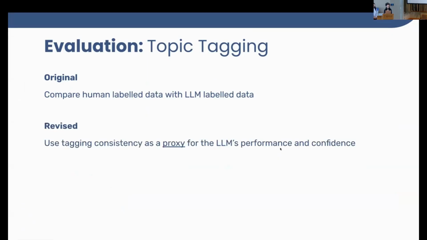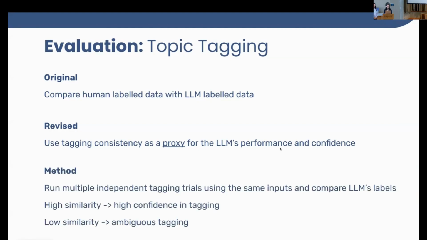So instead, we just used tagging consistency as a proxy for the LLM's performance and its competence in its tags. What that looks like is we ran multiple independent tagging trials using the same inputs and compared the LLM's labels. If the labels between runs were very similar, it indicates it's very competent in its tagging. But if it's not as similar, maybe it's more uncertain, more ambiguous, maybe it's not quite sure which one is applicable to that chunk.